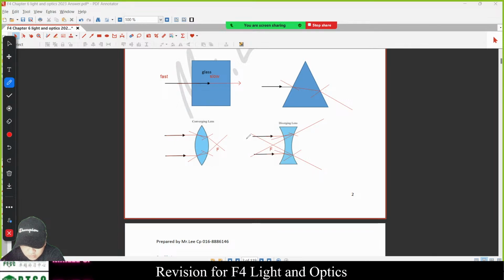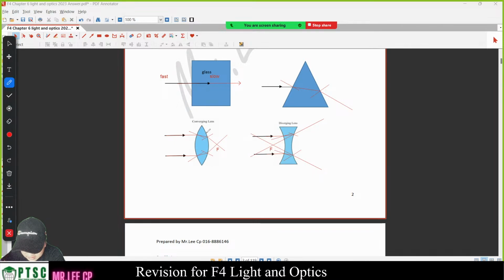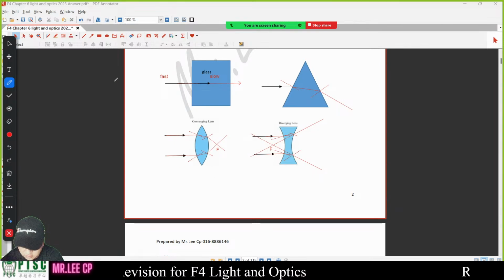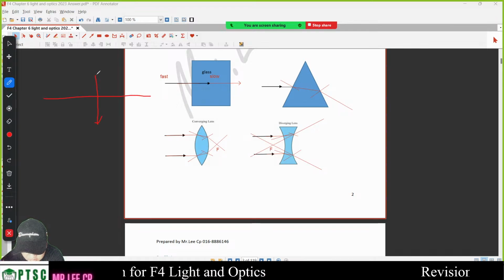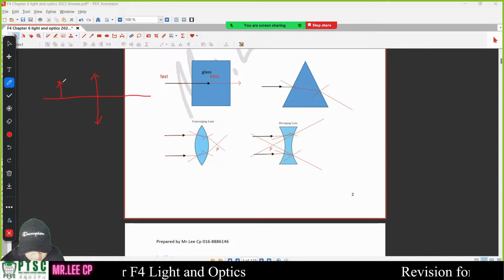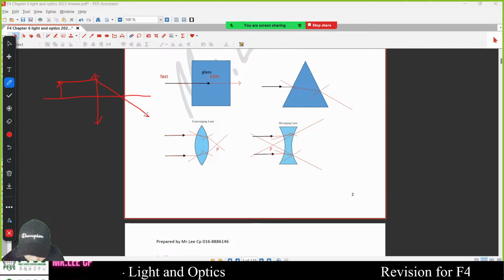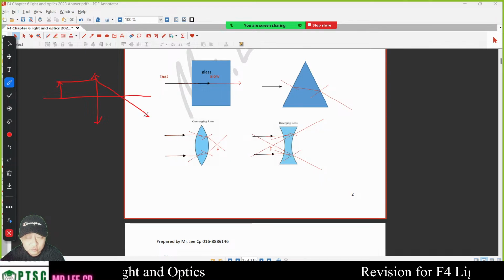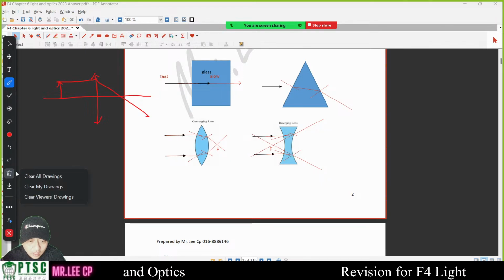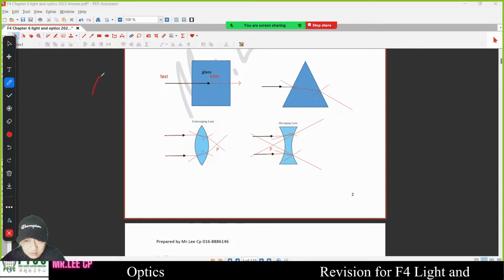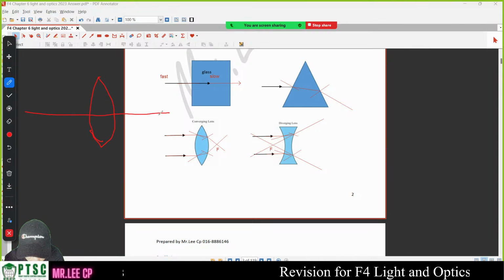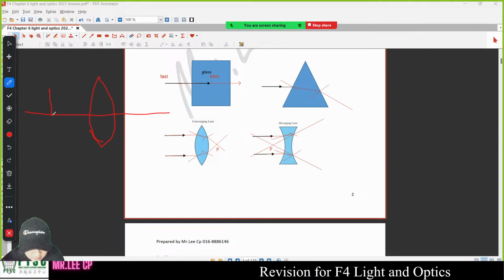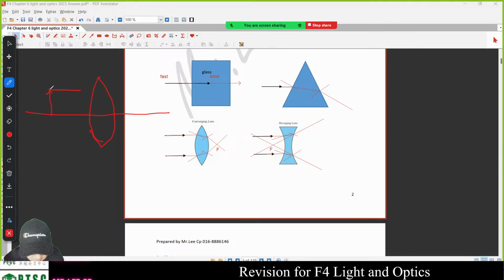For converging lens and diverging lens, actually you don't need to know this in detail. This is a principle: this is a lens, the light comes in here, then it will bend down. You just need to know it is bent down. So now I show you why it is bent down. This is the lens, sorry. The light comes into here.